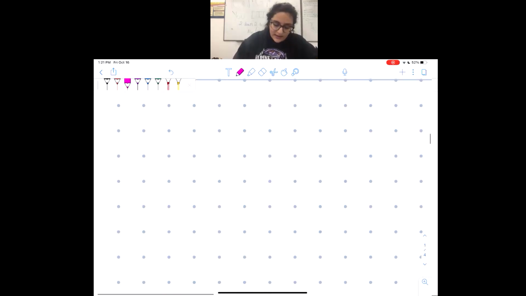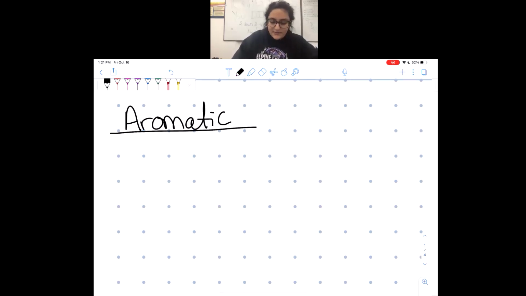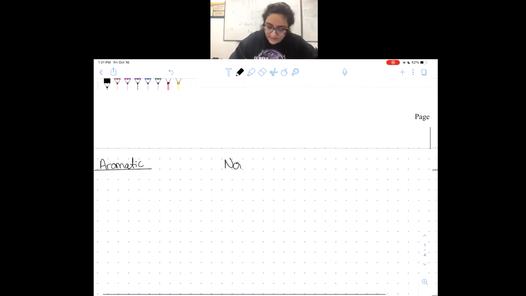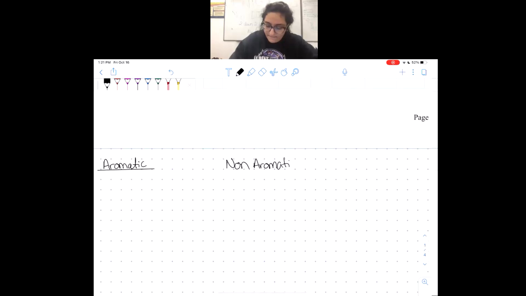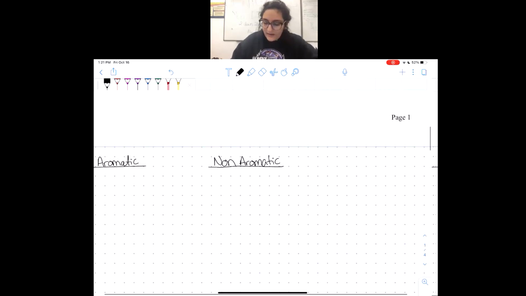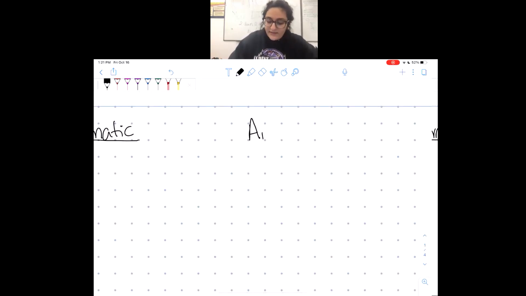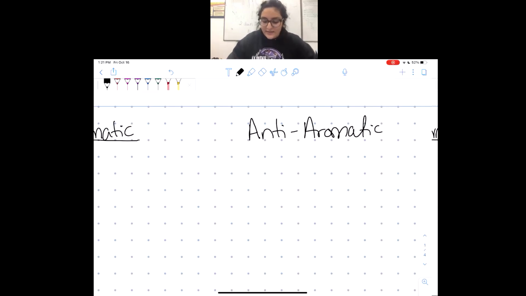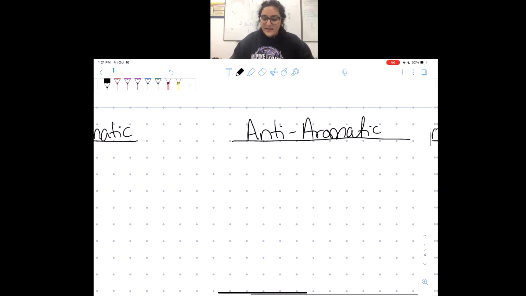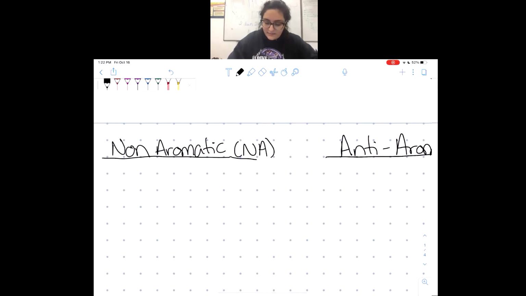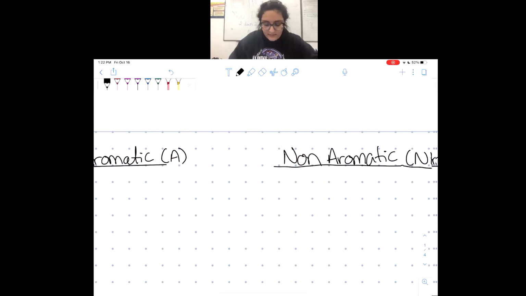So the first one is aromatic, right? That's the whole point of the chapter. We'll go over that first. And then we have non-aromatic. And we have, sorry, my screen is being really weird the past couple days. And then we have anti-aromatic. And just for shorthand in the future, because I don't like writing that out every single time, this will be AA, this will be NA, and this will just be A for aromatic.